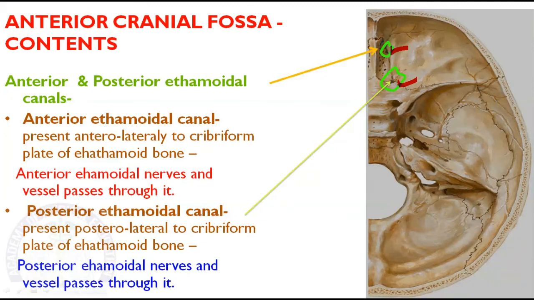Then there is the posterior ethmoidal canal. The posterior ethmoidal canal is present posterolateral to the cribriform plate of the ethmoid bone. The posterior ethmoidal nerves and vessels pass through it. This is the posterior ethmoidal canal, and this is the anterior ethmoidal canal. Anterior ethmoidal vessels and nerves pass through the anterior ethmoidal canal, and posterior ethmoidal nerves and vessels pass through the posterior ethmoidal canal.